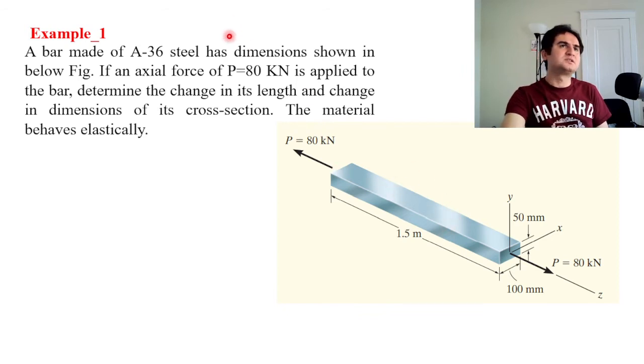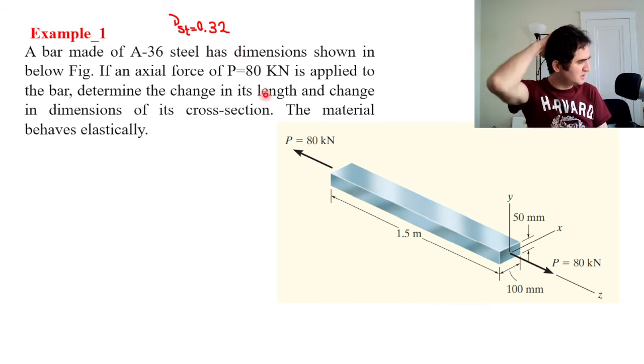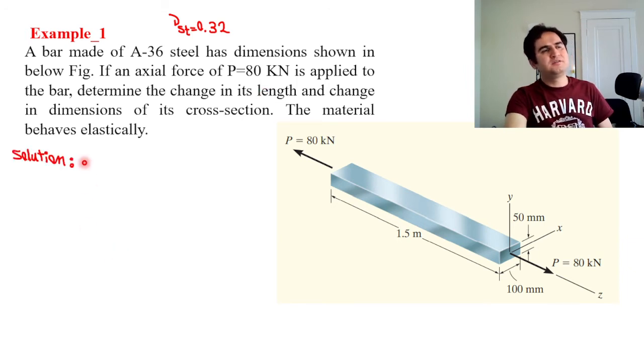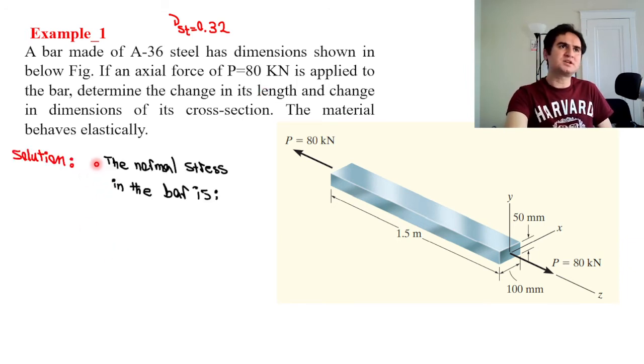So first of all, from the table we know the nu of A36 steel is 0.32, which is provided within the table, and in almost any engineering textbook you will find that kind of table. And the very first part of solving this kind of problem is calculating the normal stress.